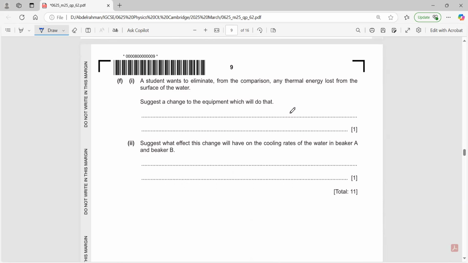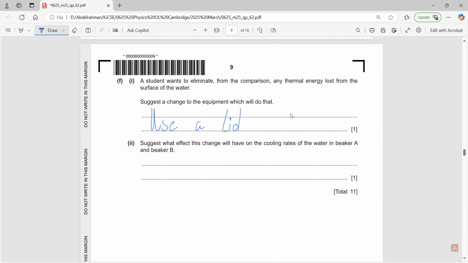The student wants to eliminate from the comparison any thermal energy lost from the surface of the water. Suggest a change to the equipment which will do that. What should he do? He should use a lid. Quite simple.